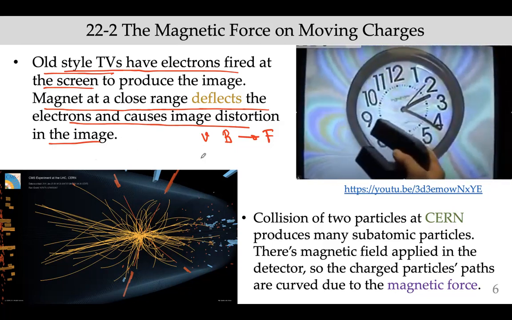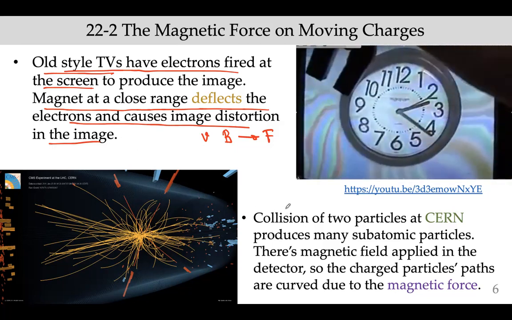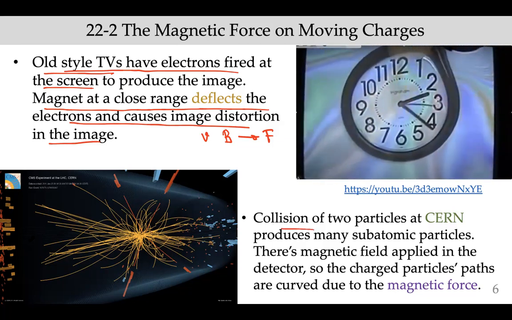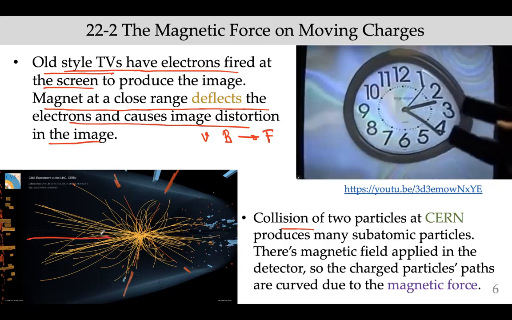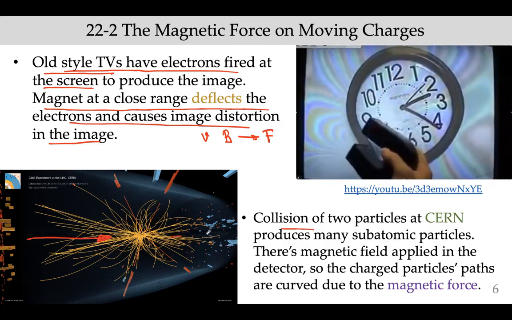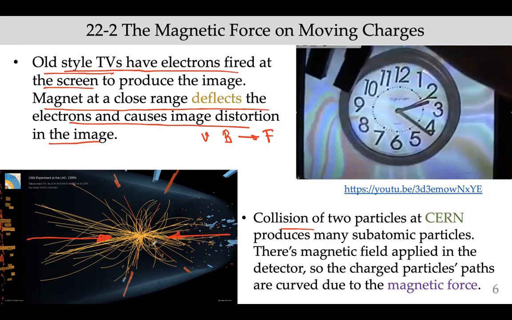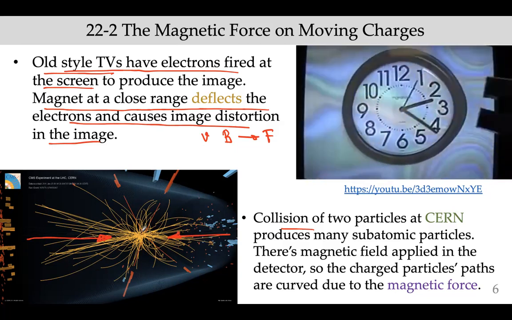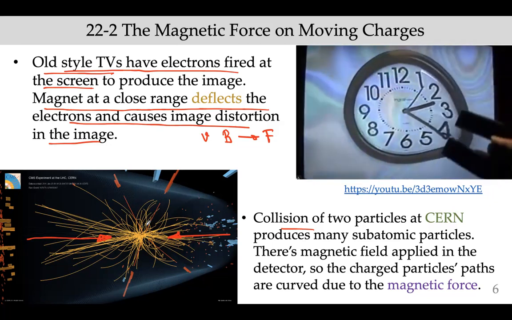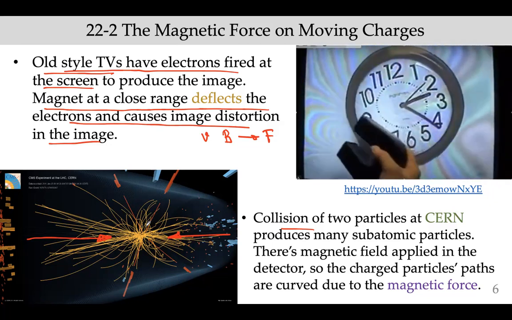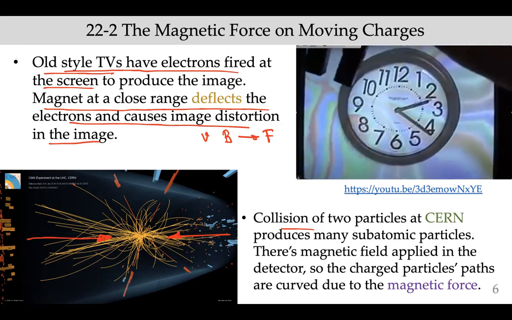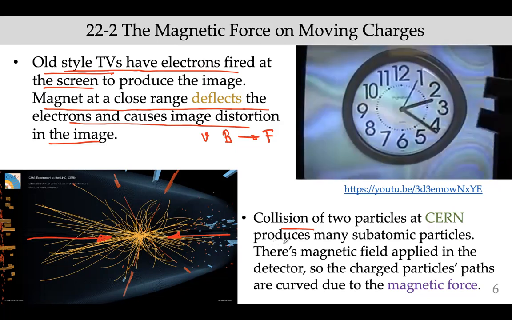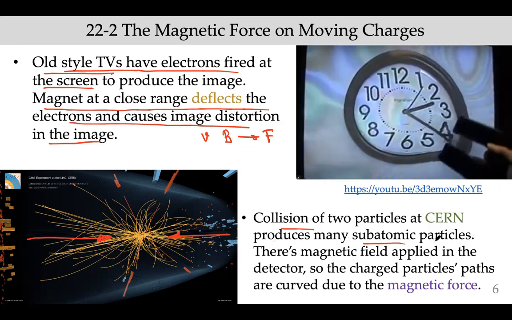Now, magnetic field is also used in the particle collisions at CERN. Basically at CERN, what you have is two particles, let's say maybe two electrons or two protons or one proton and one electron. They collide. When they collide at high energy, lots of new particles are produced. Some of them are chargeless and some of them are positively or negatively charged. So collisions of two particles at CERN produce many subatomic particles.